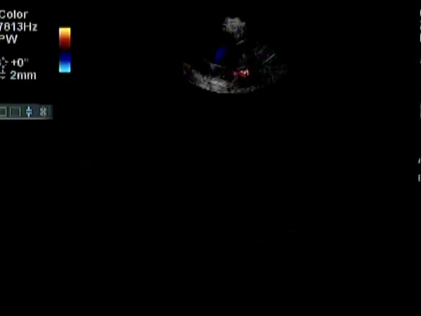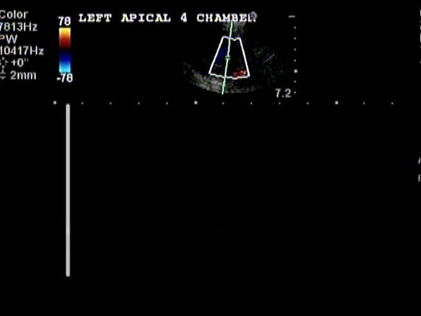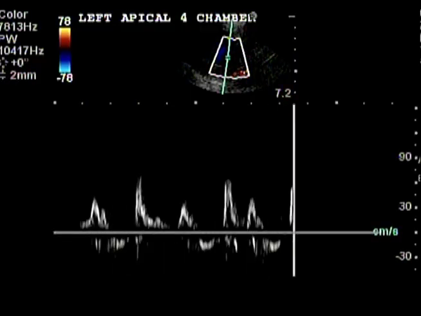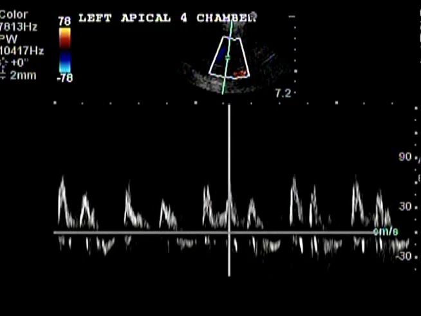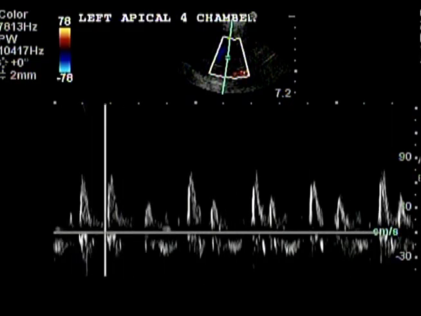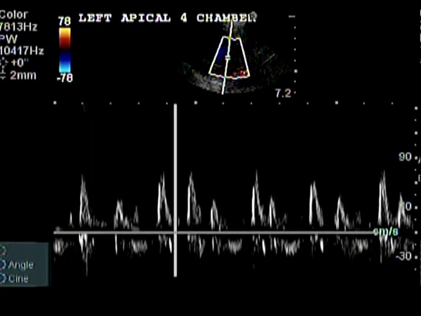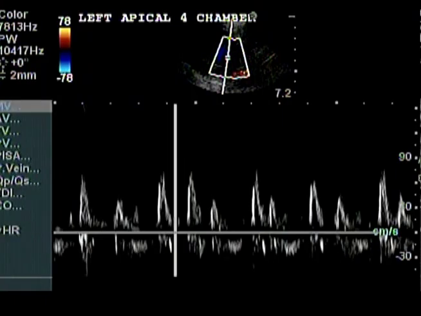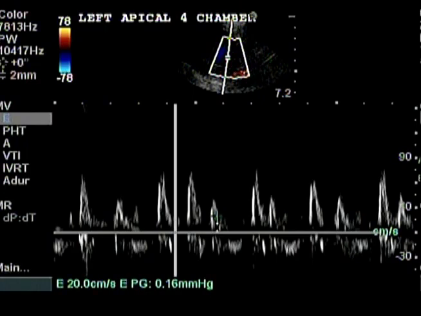Pulsed wave Doppler measurement of E-wave forward flow of blood through the mitral valve from a left apical four-chamber view can be used to identify severe mitral insufficiency. This is one of the most important cardiac ultrasound measurements to determine current or impending congestive heart failure.